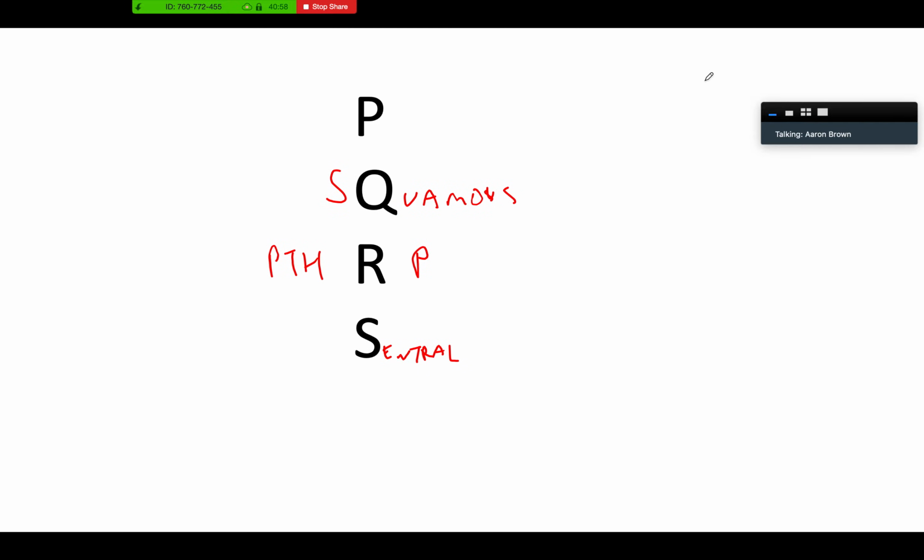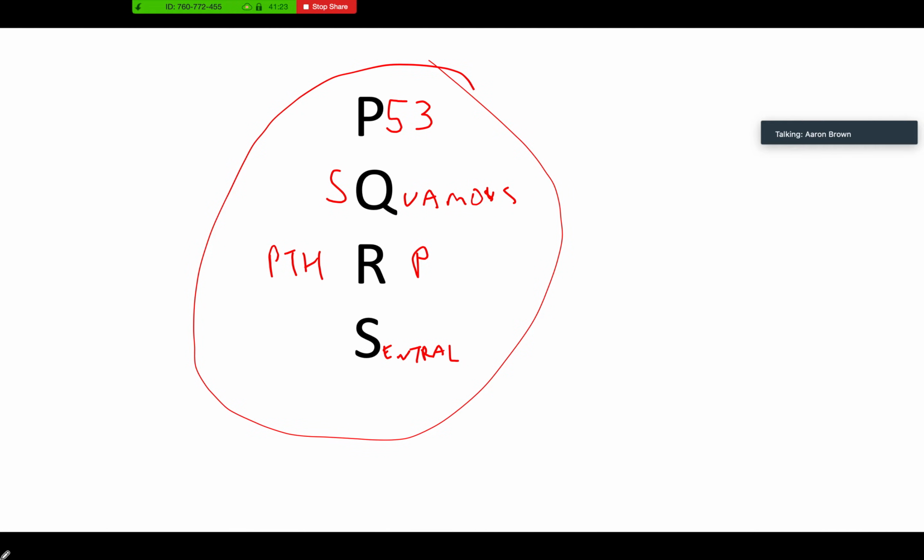And the P is for, what is the P for? This is an important one. Yes, this is for our P53 mutation. The highest association with the P53 mutation is our squamous cell cancer. So P for P53, Q for squamous, R for PTHrP, and S for central. If you have these four things down about your squamous cell carcinoma, you are in a really good spot for answering questions.